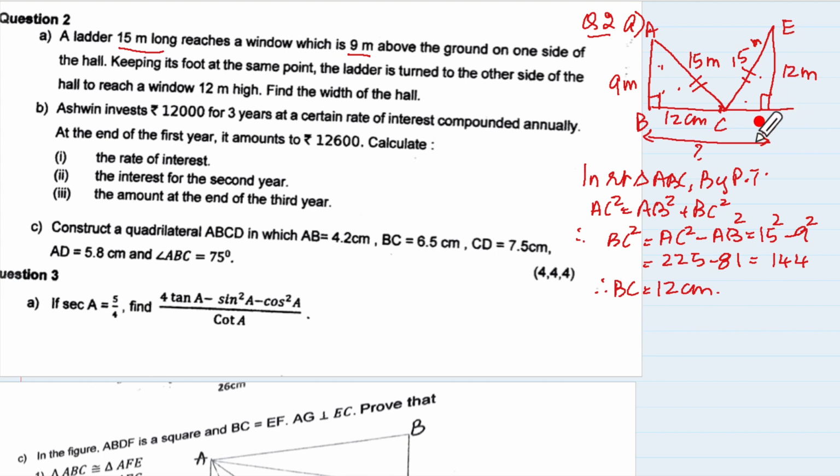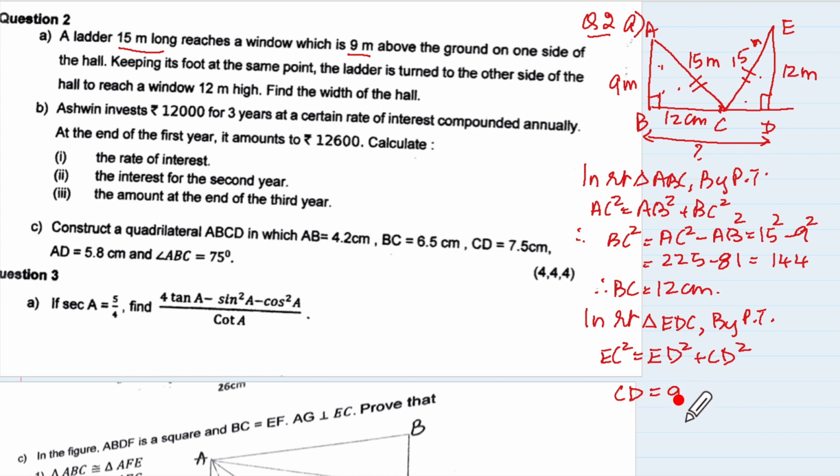Now, if we take this right triangle, we have to do exactly the same. In a right triangle EDC, by Pythagoras theorem, we will have EC square equal to ED square plus CD square, and our CD will turn out to be 9 centimeter. You can work this out. This is simple, okay? Oops, this is 9 meter here, meter, not centimeter. I made a mistake here.